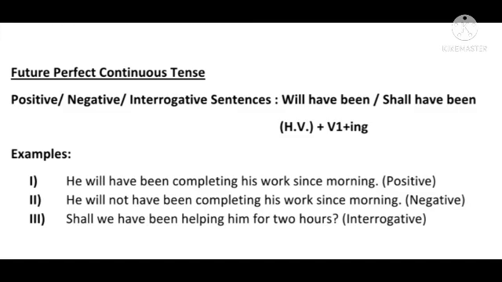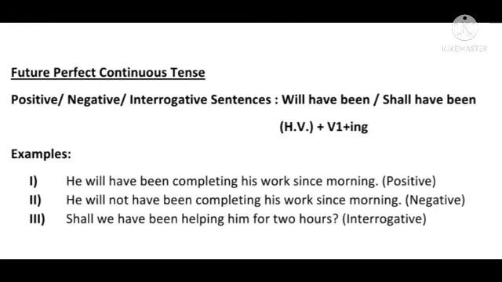Let's see future perfect continuous tense. In this tense, we use the helping verbs will have been or shall have been plus the ing form of the main verb. We use shall have been when the subjects are I and we, and with the rest of the subjects we use will have been. Let's see the examples. He will have been completing his work since morning. He will not have been completing his work since morning. It is a negative sentence. Shall we have been helping him for 2 hours? It is an interrogative sentence.